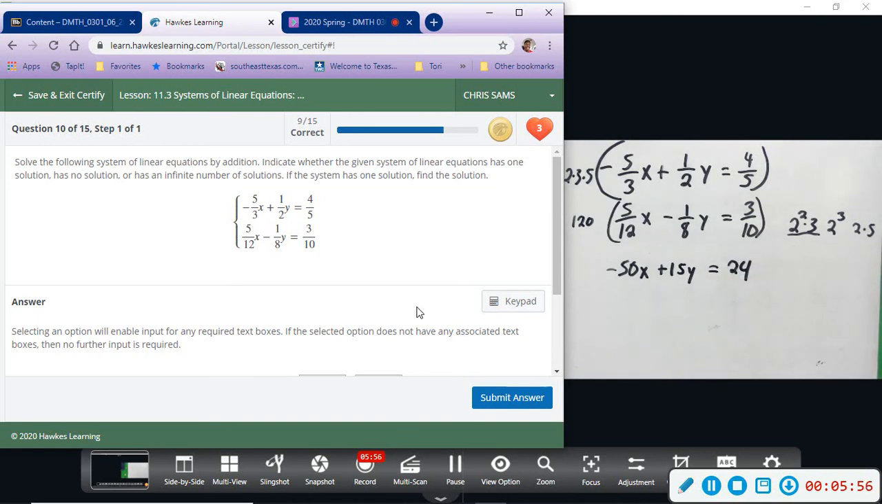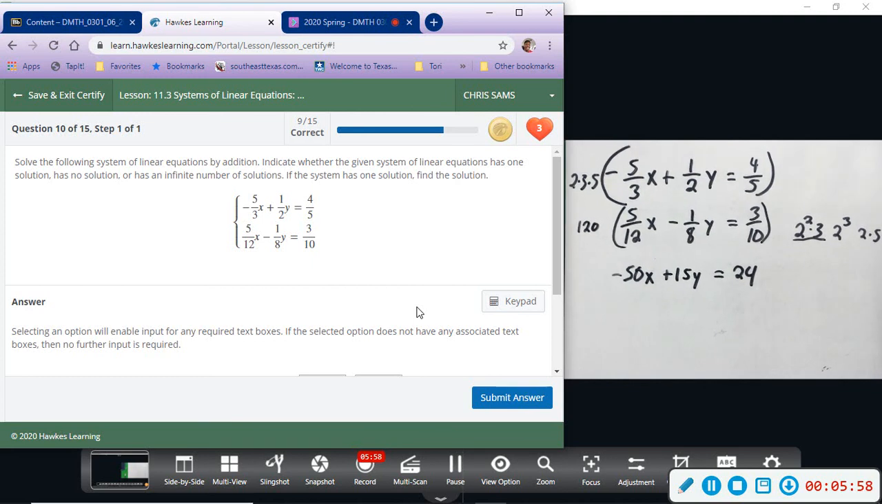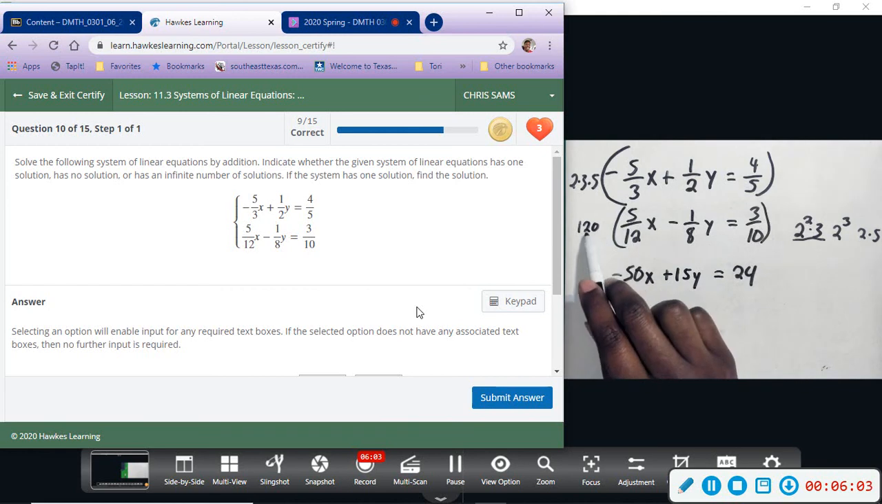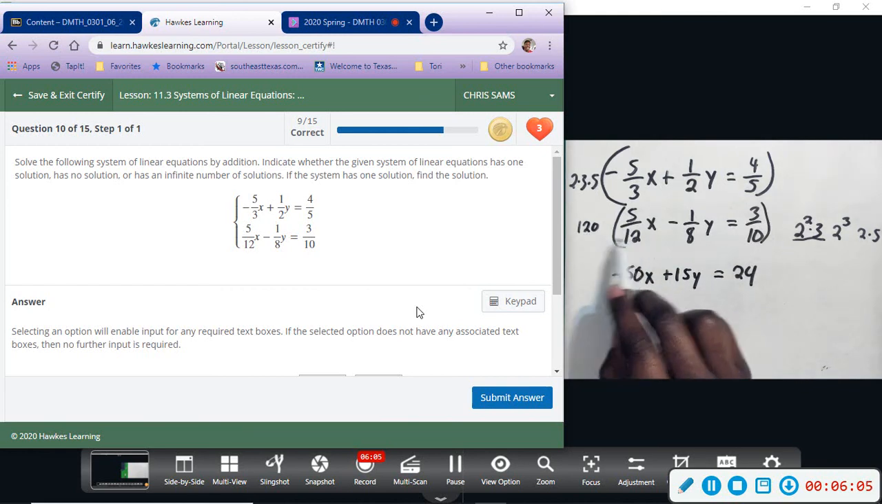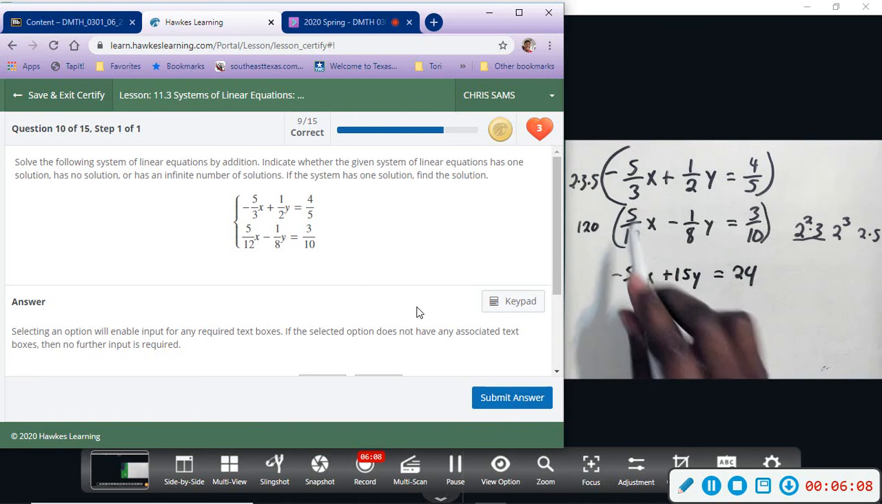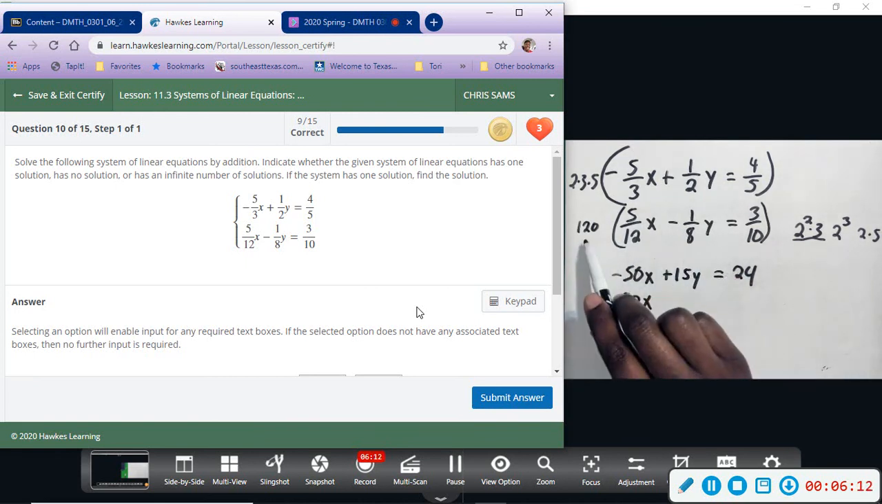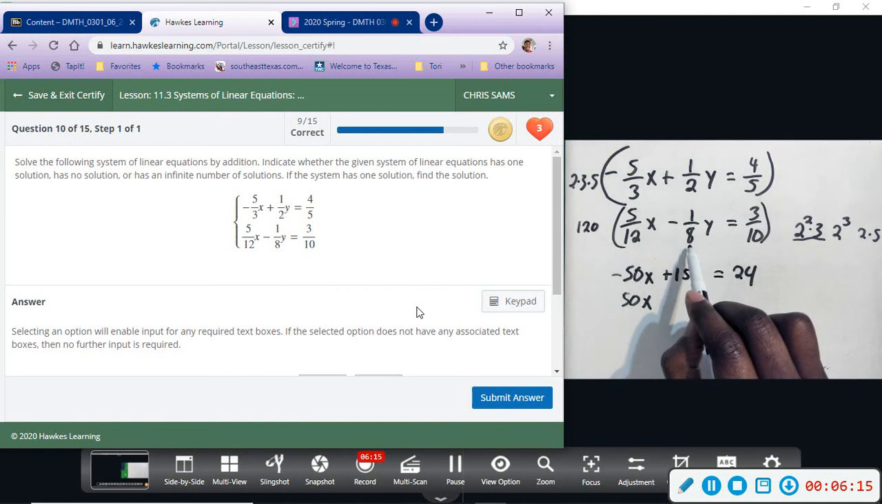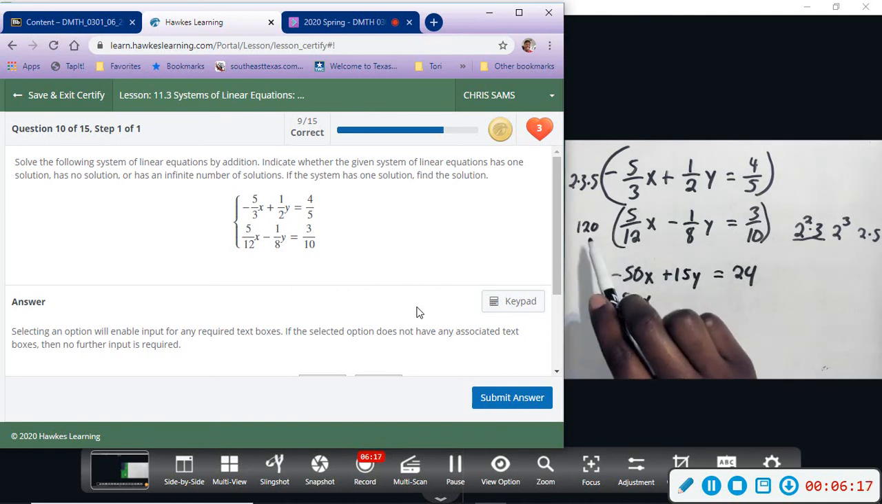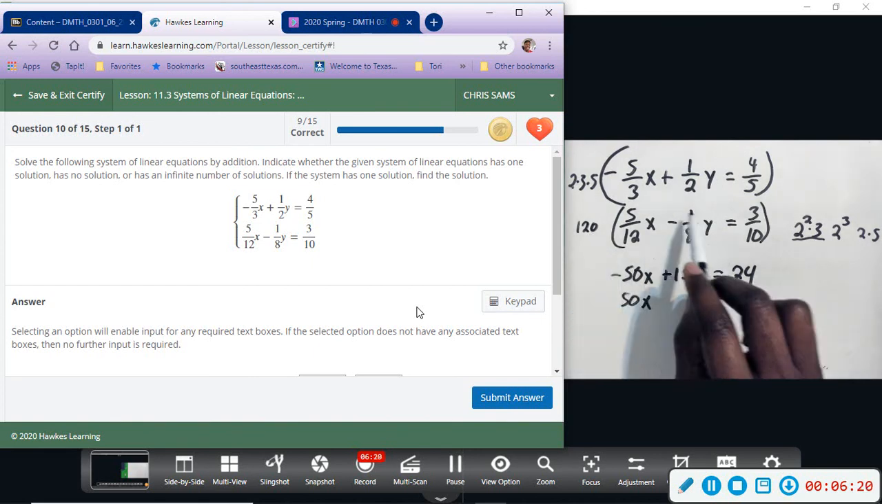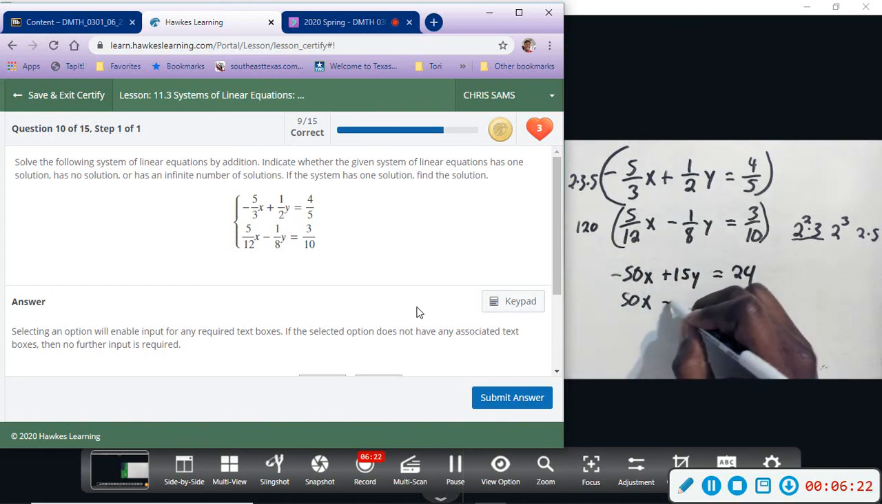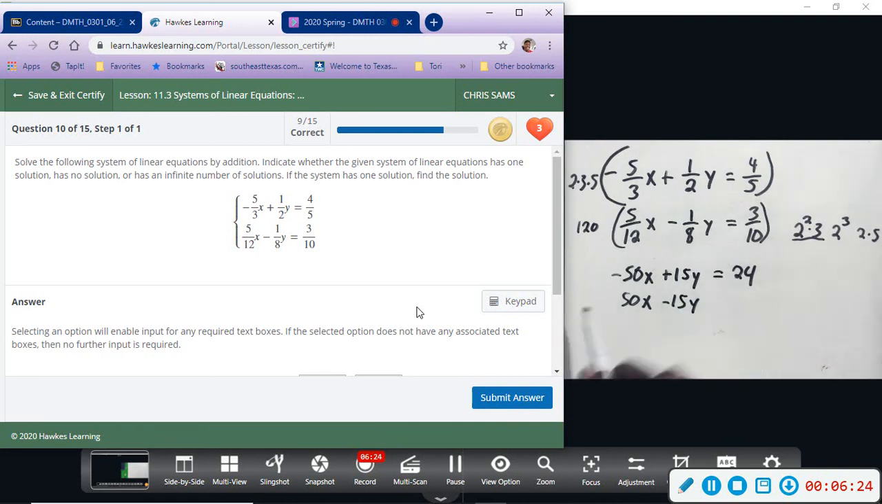Okay, and you can use the calculator to help you with these, but you do need to be able to find that common denominator. Alright, with the second equation, 120, when we divide by 12, we're left with 10. 10 times 5 is 50x. Alright, with dividing by 8, that leaves us with 15. 15 times 1 will be a negative 15y. And then 120 divided by 10 leaves us with 12. 12 times 3 is 36.